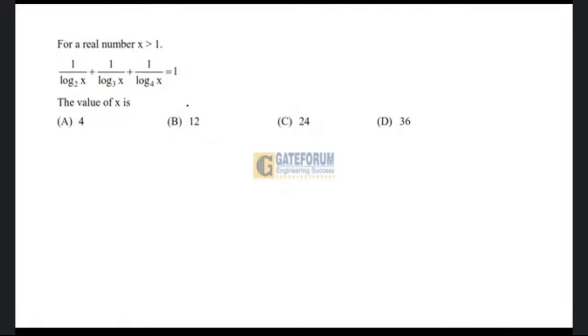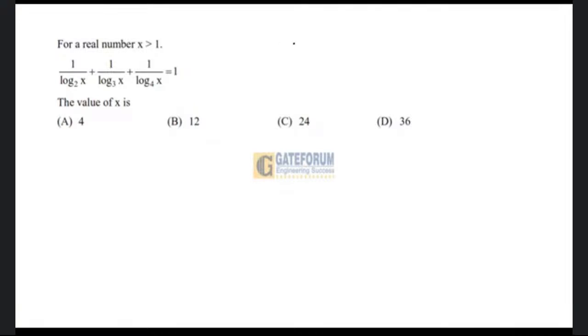Okay, let's go on to the next number. This is a problem on logarithms. For a real number x greater than 1, it is said that 1 by log x to the base 2 plus 1 by log x to the base 3 plus 1 by log x to the base 4 is equal to 1. And they have asked you the value of x.